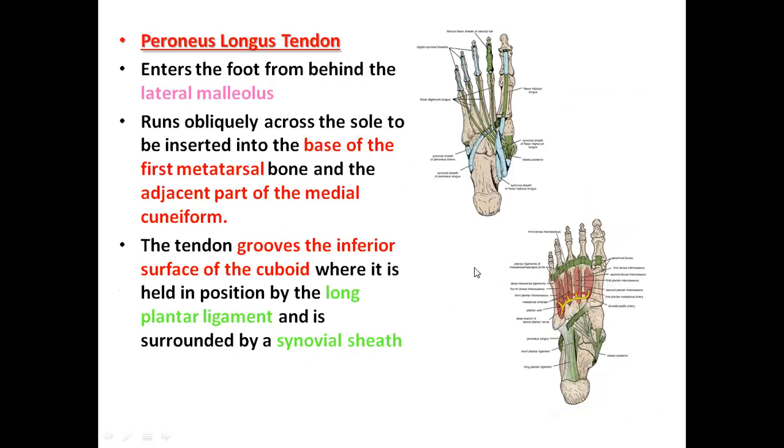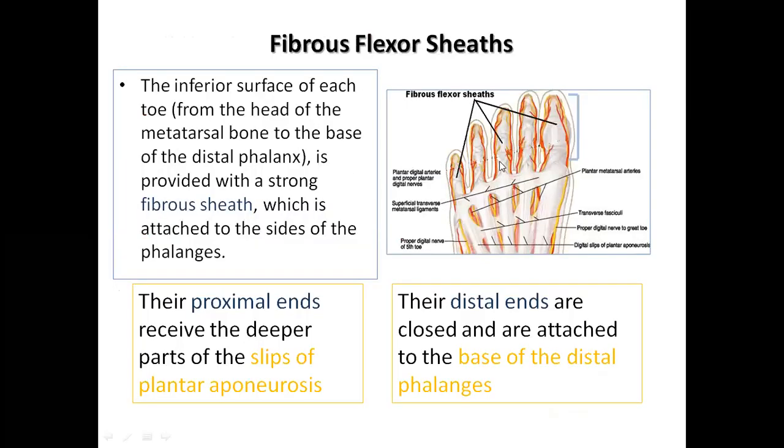Okay, peroneus longus tendon. This tendon is entering into the sole behind the lateral malleolus. It runs obliquely across the sole to be inserted into the base of the first metatarsal bone and adjacent part of the medial cuneiform. Tendon grooves the inferior surface of cuboid where it is held in position by long plantar ligaments and it is surrounded by synovial sheath. Okay, so fibrous flexor sheaths we find in the toes.